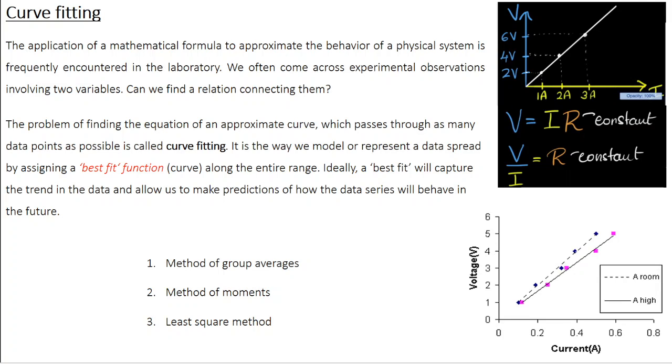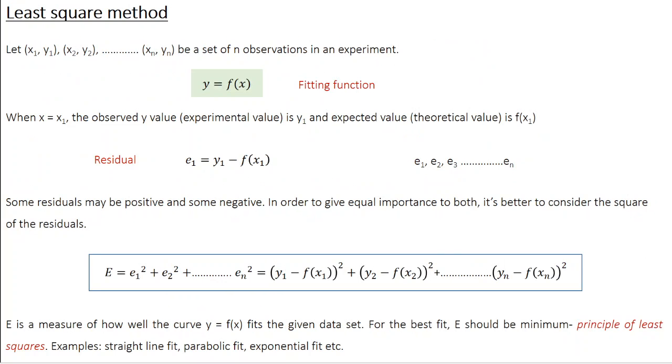Now the question is, how do you find the best fit? There are different methods, like method of group averages, method of moments, and least square method. In this class, we will talk exclusively about least square method. So once again, you are going to perform an experiment and get some experimental data. Then you fit the experimental data using a theoretical function.